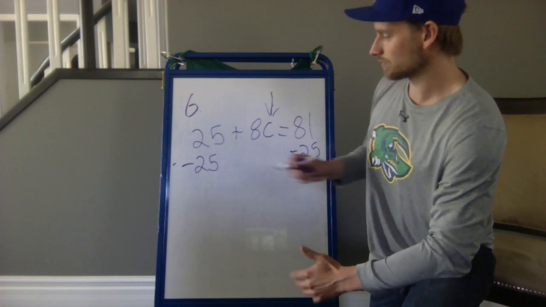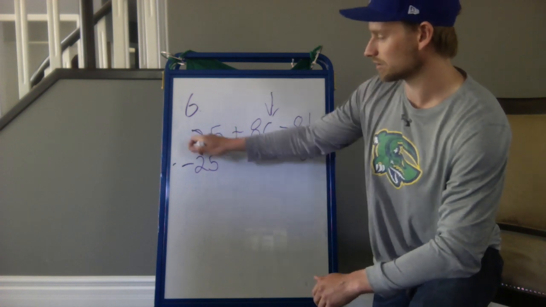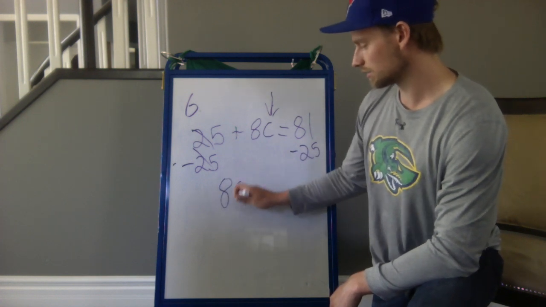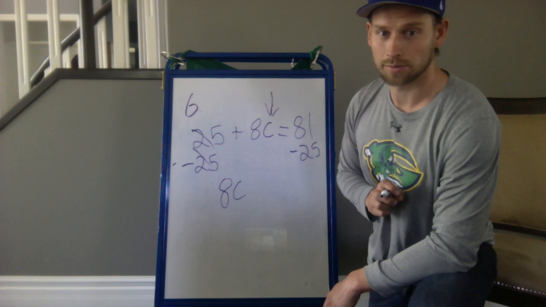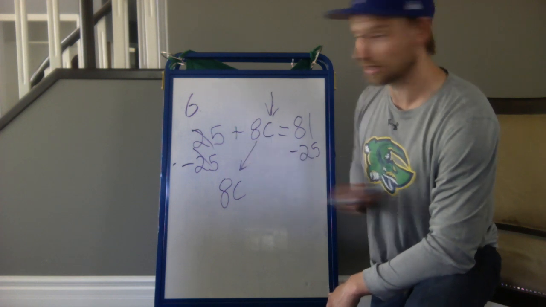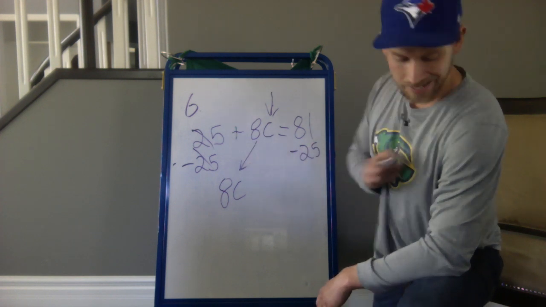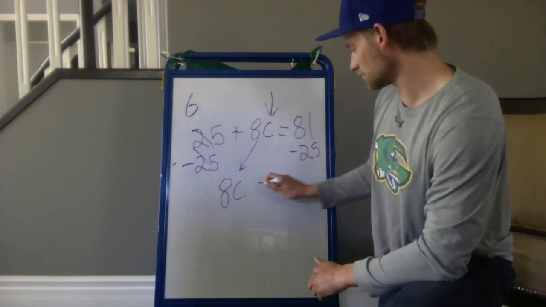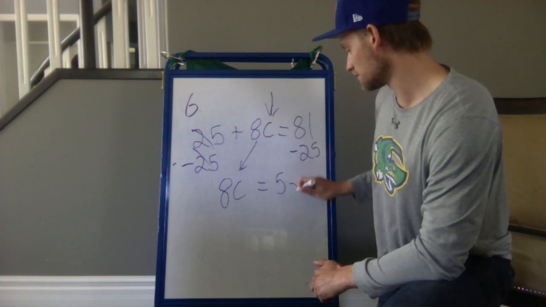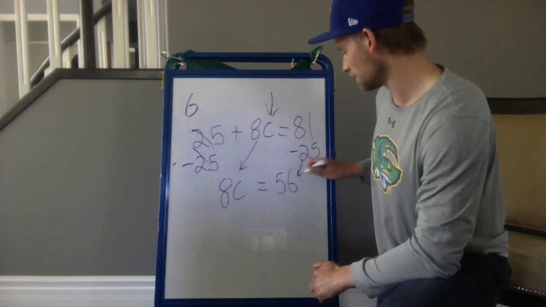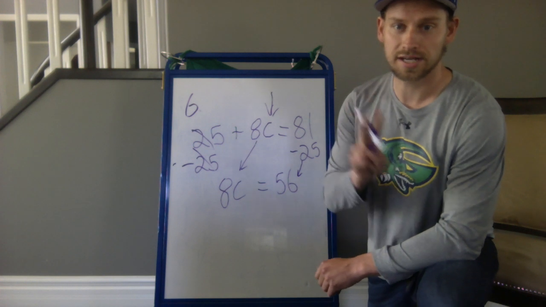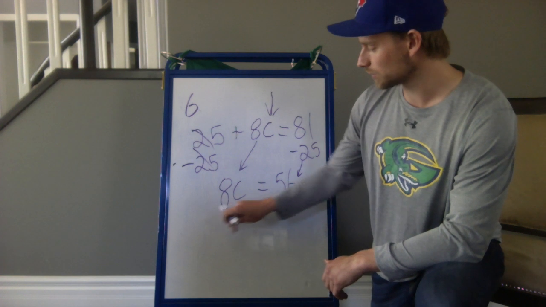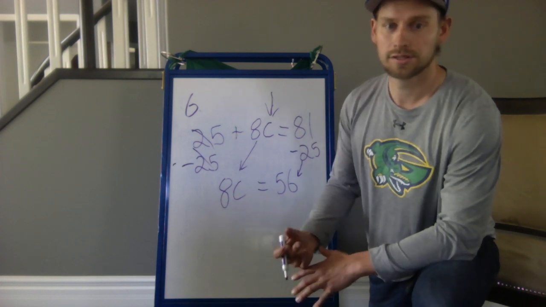Going through this, 25 minus 25, they cancel out to 0. I am left with, on this left side, 8C. 8 times however many copies. That's what I'm left with on my left side. On my right side, 81 subtract 25 is 56. So equals 56. That came from here. So you're down to your second step of your equation. 8C equals 56.